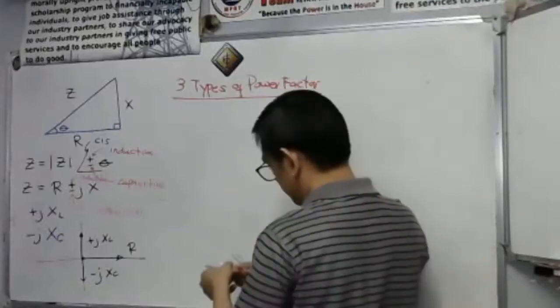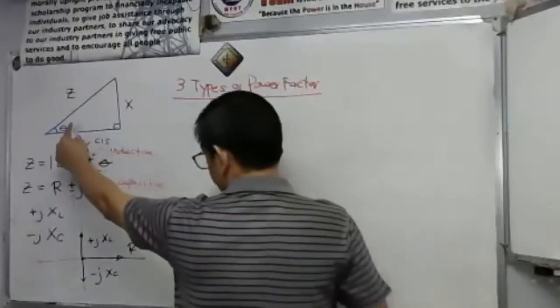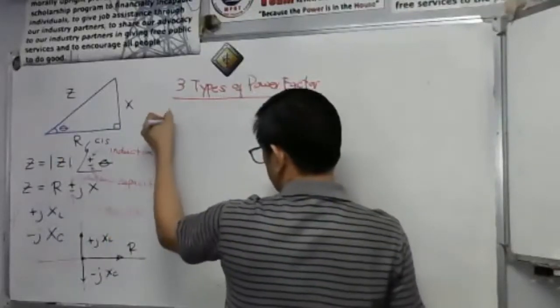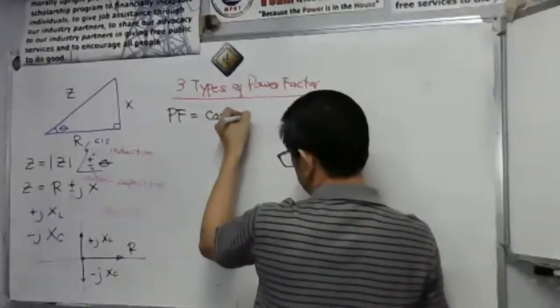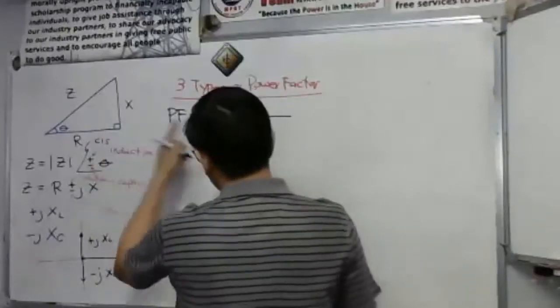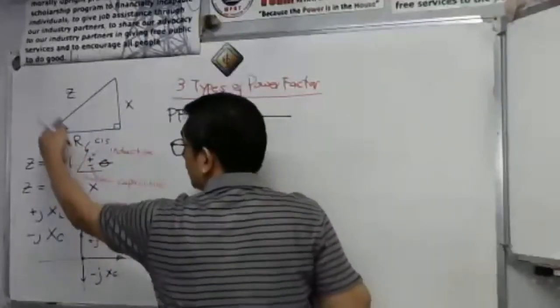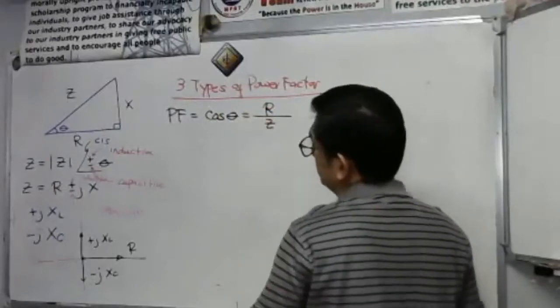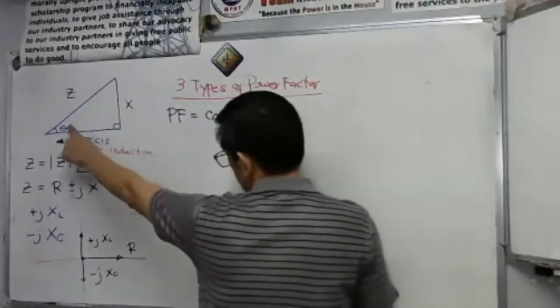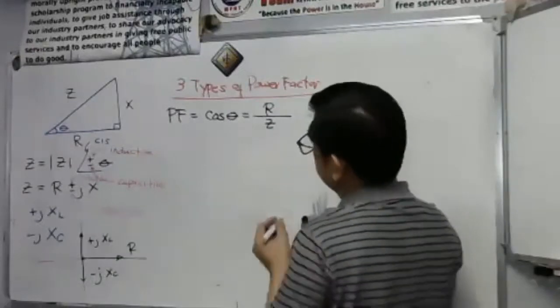Power factor, from the triangle first here. So our power factor simply equals cosine theta. That is equal to adjacent, which is R over Z. Okay? We just have to get the cosine of this theta. The three types of power factor.